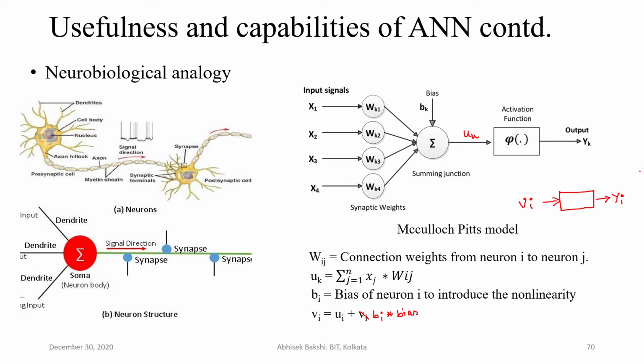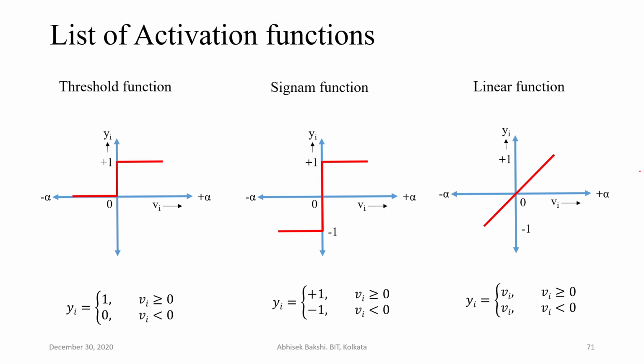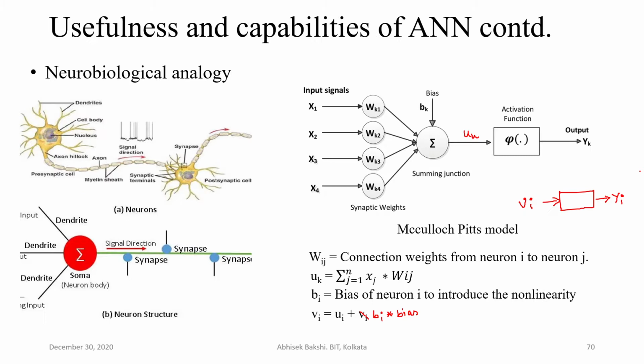Now let's see what the different types of activation functions possible are. You see, we have three activation functions over here. The first one, the leftmost one, is the threshold function. What does it mean? The threshold function has a particular criterion: what is vi? Vi is the summation of the bias into its synaptic weight plus the wixi. You can see over here wixi.